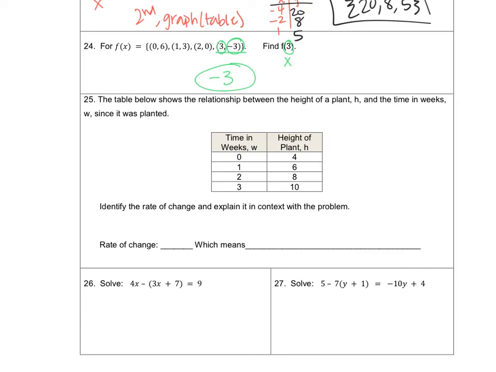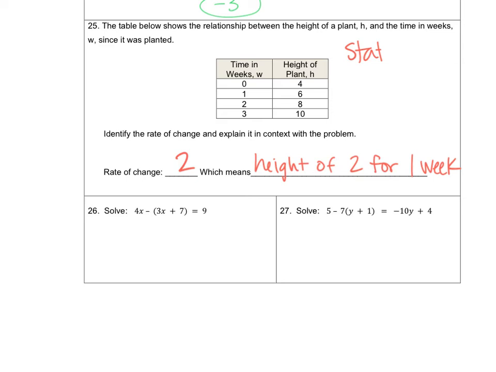Problem 25 gives me a table of a time in weeks and the height of a plant. Asks me to identify the rate of change and explain it in context to the problem. So I'm going to go to stat edit and I'm going to plug this in exactly like I see it. I'm going to click stat calc 4 and my rate of change is 2. So in relation to the problem, it means height of 2, however they measured that, for 1 week. So in 1 week it grows 2 whatever measurements they're using, because they didn't define it, is how you would say that.